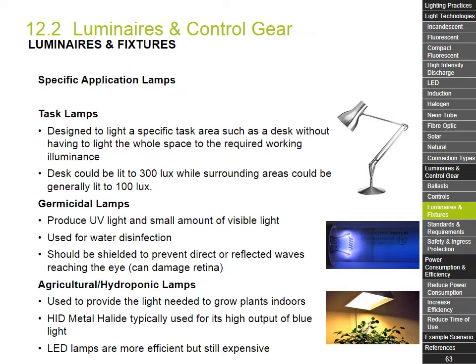Agricultural or hydroponic lamps are used to provide the light needed to grow plants indoors. Historically, fluorescent tubes were used for this application, however they were replaced by HID lamps because of their increased efficiency. Typically, metal halide lamps are used for their high output of blue light. LED lamps have recently been developed to suit this application and consume much less energy. However, they are still quite expensive compared to HID.